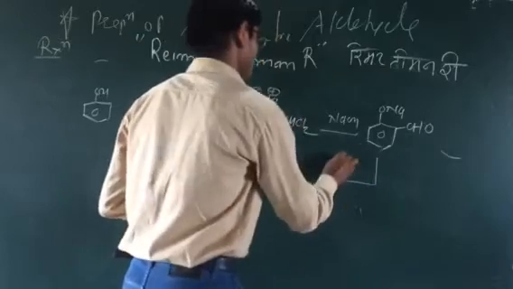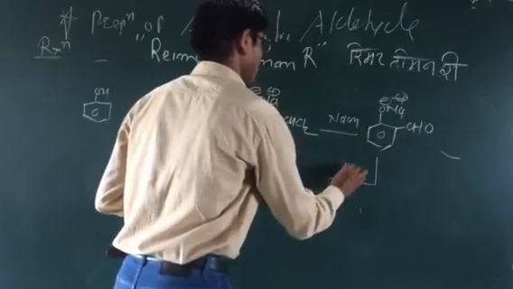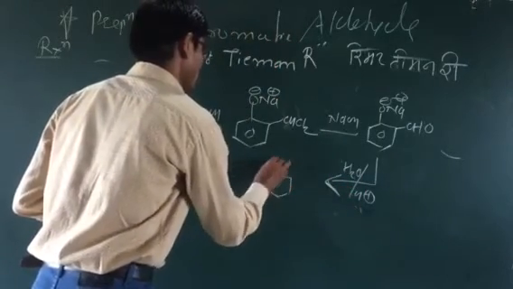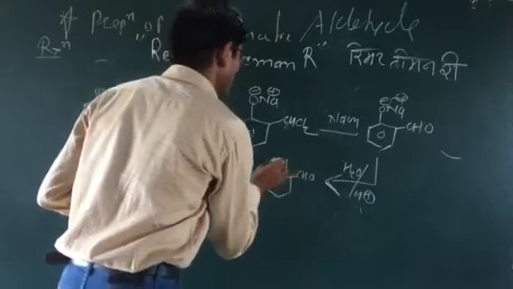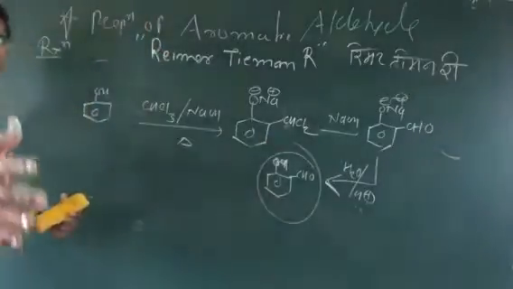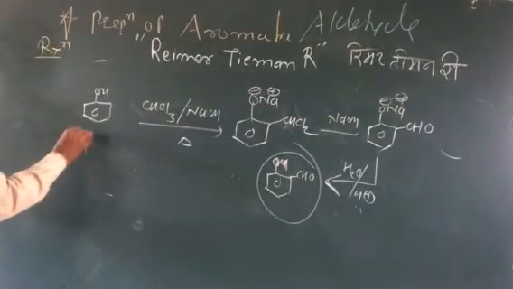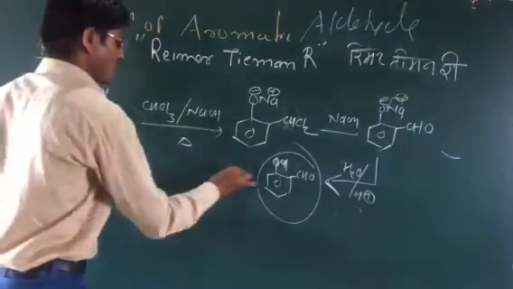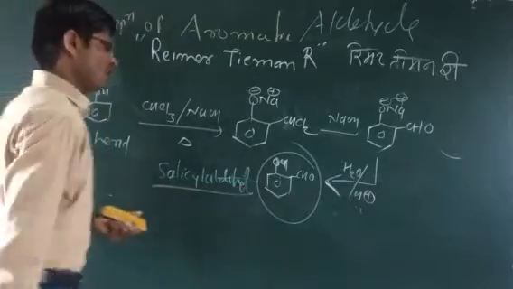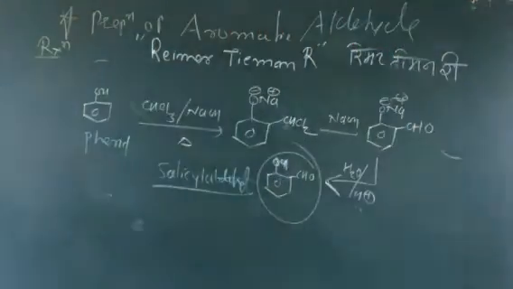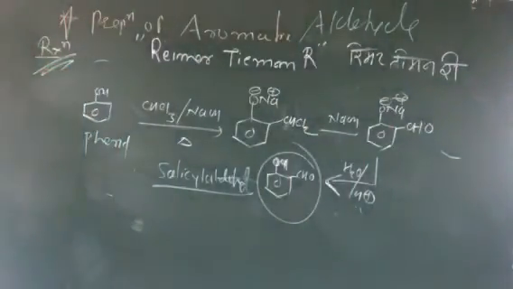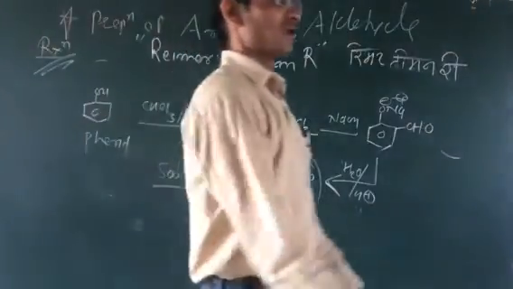Then the last step you have to do is hydrolysis in acidic condition, very important. There is the formation of our final product, salicylaldehyde, that is 2-hydroxybenzaldehyde or o-hydroxybenzaldehyde, starting from phenol. This is the formation of salicylaldehyde, nothing but 2-hydroxybenzaldehyde or o-hydroxybenzaldehyde, starting from the phenol molecule. So this is nothing but the Reimer-Tiemann reaction.